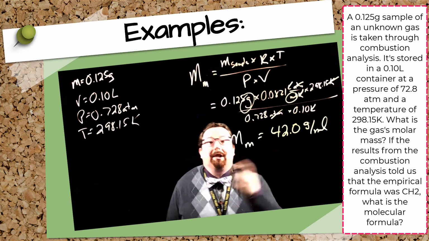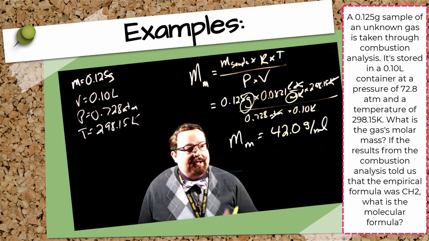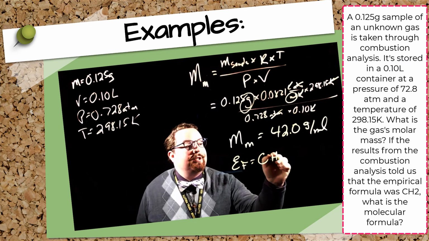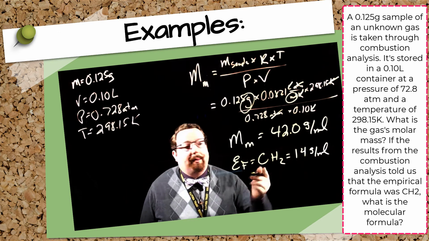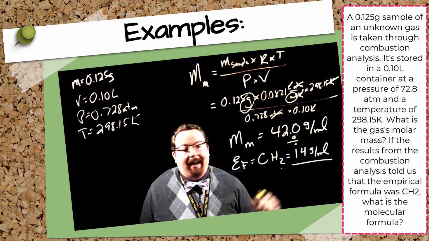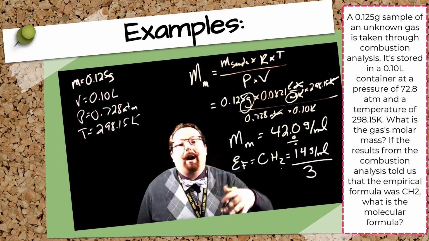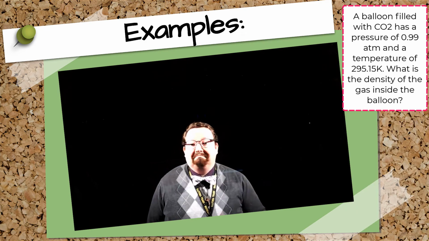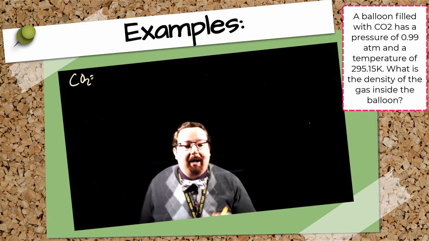Now, I said we did combustion analysis on this gas. We did all of that work, found our percentages for each element, and found that our empirical formula was CH2, which has a molar mass of about 14 grams per mole. So we would take our actual molar mass divided by our empirical molar mass, and we get that it's about 3 times as large of a molecule. So then our actual molecule is C3H6.